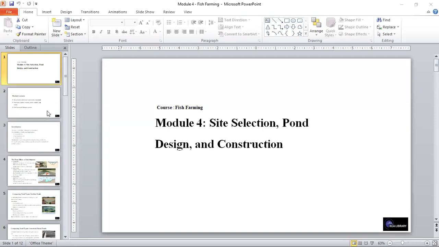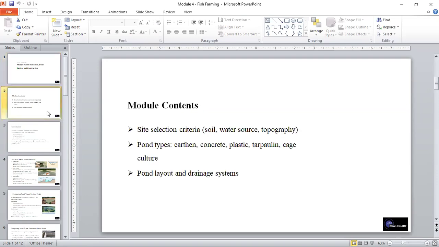Today we'll be considering Module 4 in the course Fish Farming, and the topic is site selection, pond design, and pond construction. The contents we'll be looking at include site selection criteria, pond types, talking about the earthen, concrete, plastic, tarpaulin, cage culture. Then lastly, we'll be considering pond layout and drainage system.